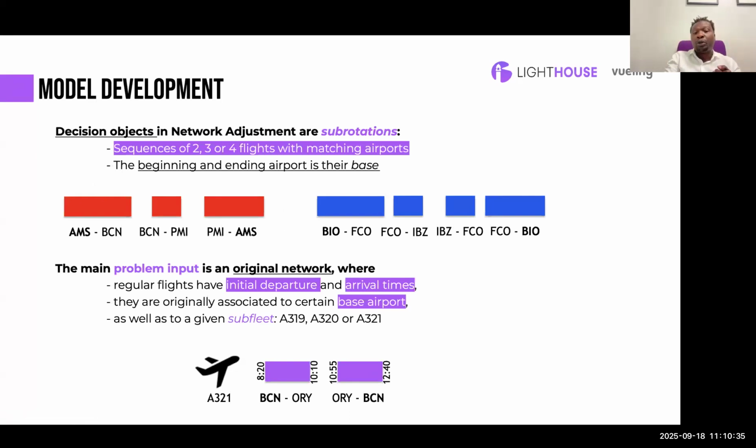Our main input to the problem is the original network. The original network is the network that the team built about a year ago from the long-term strategy. That is the route that is decided manually, and also the benefits that they want. So this is our original network, where we have those regular flights with their initial departure and arrival times. They have the associated base airport, and they also have an associated plane, which we call the subfleet. That is the kind of plane that we have.